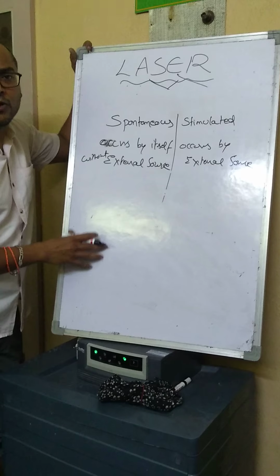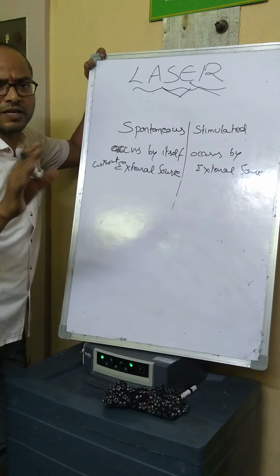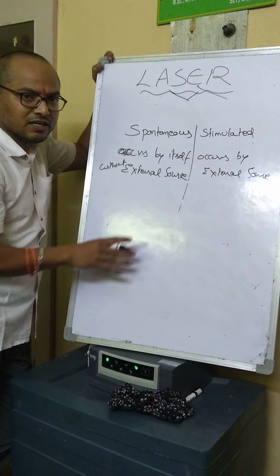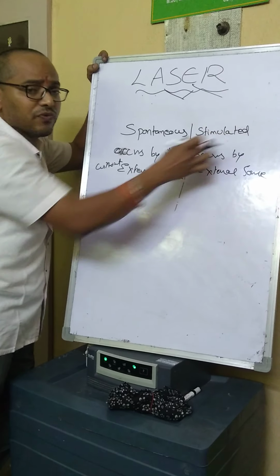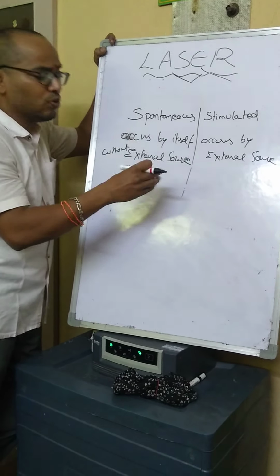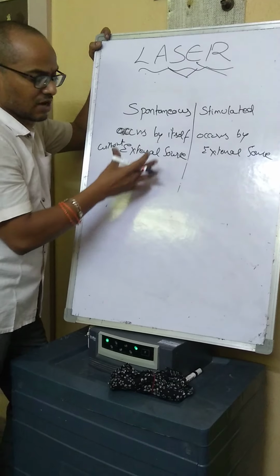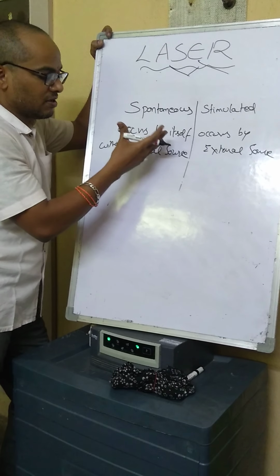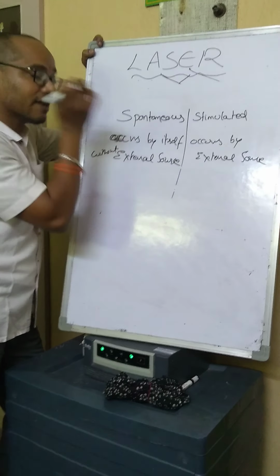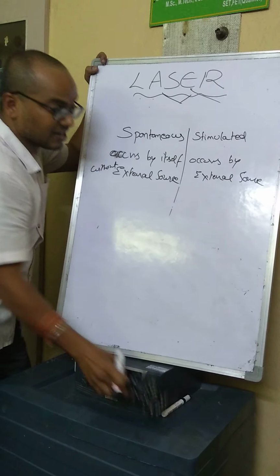There will be some students who do their assignments or their homework spontaneously, without the influence of parents or of their faculty. Nobody influences them, automatically they do their homework. And stimulated is a process where they require some stimulation by their parents or by their faculty or by any person who stimulates them. So this is a simple example where I can quote that the spontaneous word occurs by itself, without the help of external source or external energy or external aid. And stimulated is a process which occurs by external source or by external energy.